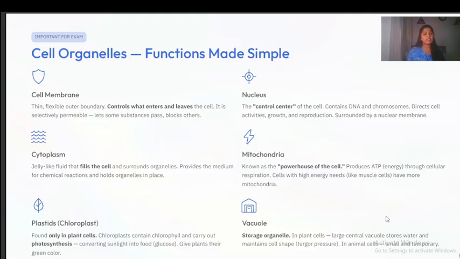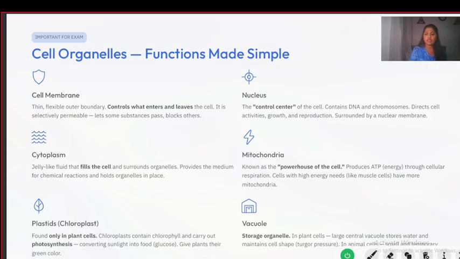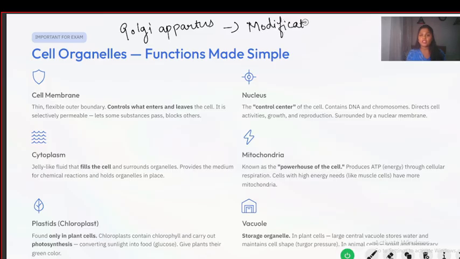Now there are other cell organelles like Golgi apparatus. That was not included over here. We will now understand about Golgi apparatus. Now what is this Golgi? It was named after the scientist Camillo Golgi, who discovered it. So Golgi apparatus helps in modification, packaging, and transportation.